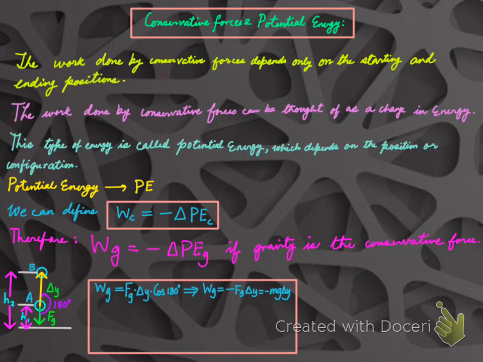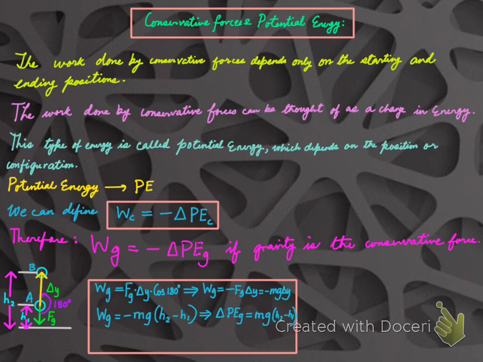So this implies that the work done by gravity, since cosine 180 is just negative 1, is just negative Fg times delta y. Since Fg is just mass times the acceleration due to gravity, it'll just be negative mg delta y. Now we can see that delta y is just the difference in the heights, h2 minus h1. So we can rewrite Wg as negative mg times (h2 minus h1).